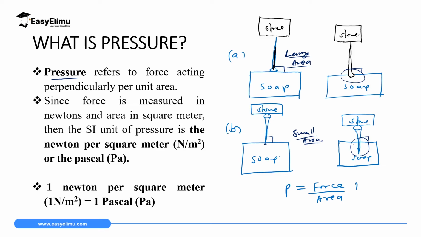The SI unit of force, we know, is the Newton. The SI unit of area is the square meter. Therefore, the SI unit of pressure will be Newton per square meter. Sometimes we use another unit: 1 Newton per square meter is the same as 1 Pascal, written as Pa. If you see us use these two units interchangeably, you should know we are talking of the same thing. So penetration is high when there is a small area, and penetration is low when you have a large area.